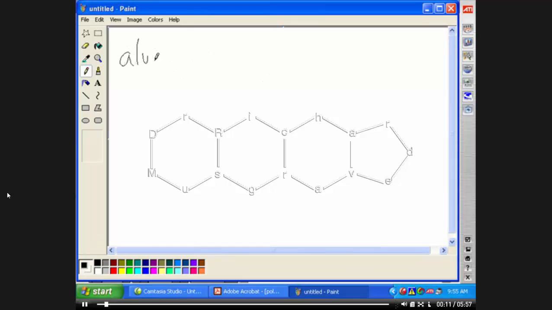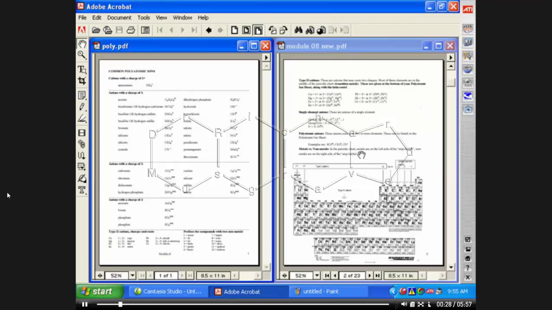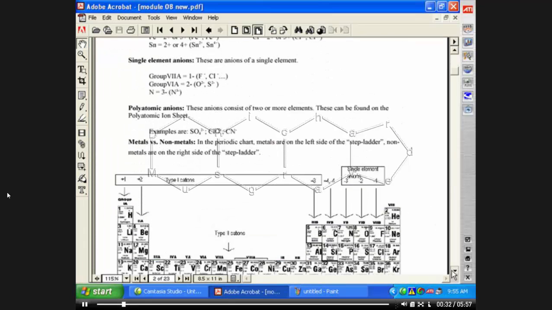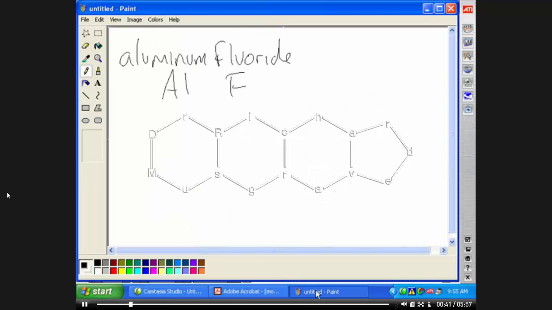We'll start off with aluminum fluoride. And if we look at the chart, we'll get Al and F here, but we've got to figure out what the charges on these guys are. So we go back to page 2 of the survival guide, and you'll see that aluminum has a 3+ charge and fluorine or fluoride has a -1 charge. So we put those on here.